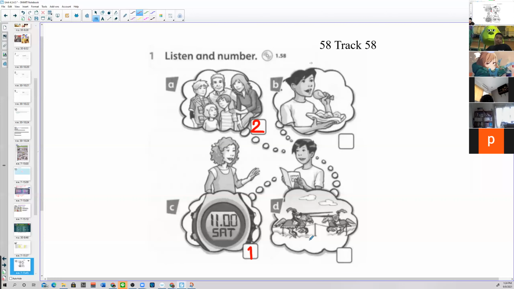Which picture is number 3? E. E, right? He got to watch the tournament. And the last one is B. Good.